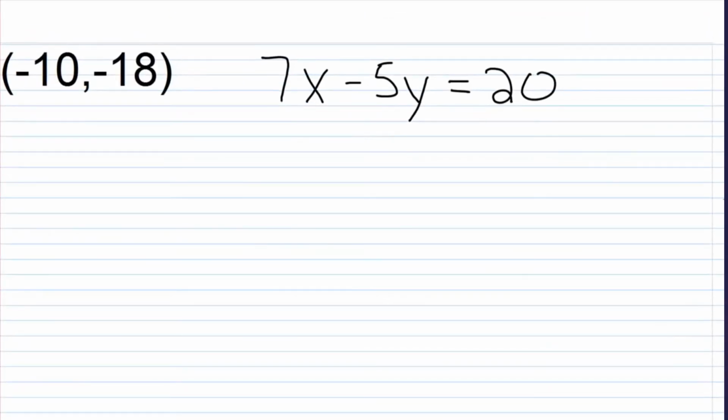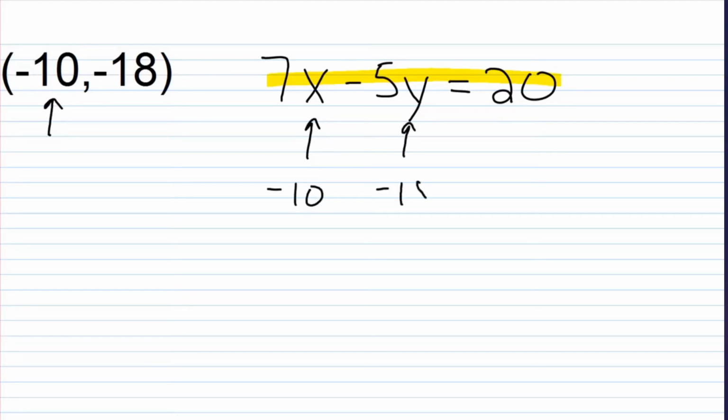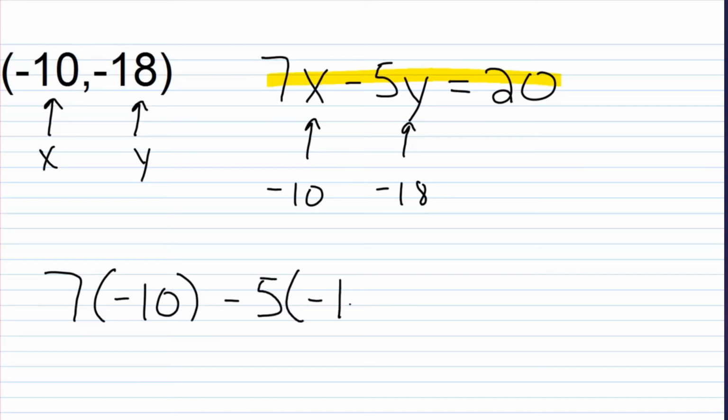Okay, here we have negative 10, negative 18 as our ordered pair. And again, the equation is the same, 7x minus 5y equals 20. So I'm plugging in a negative 10 for x here, right? Negative 10 is my x value. And I'm plugging in a negative 18 for y here. Negative 18 is my y value. So we would have 7 times negative 10 minus 5 times negative 18. And this should be equal to 20 if this ordered pair is a solution.